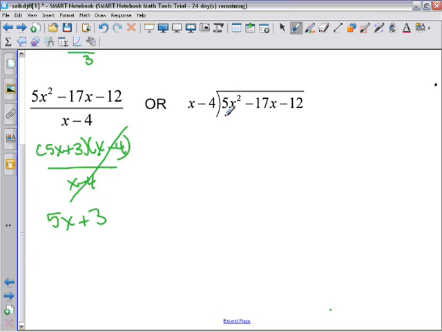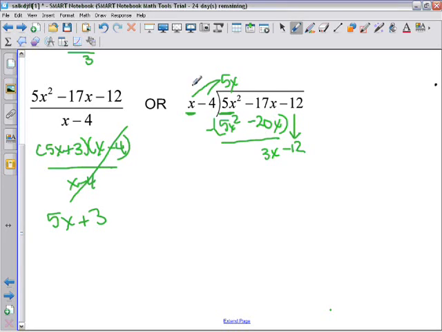By long division, you have to divide the first term of the dividend by the first term of the divisor. 5x squared divided by x is 5x. Now you multiply that 5x with each term of the divisor, and you get 5x squared minus 20x. Now you have to subtract that binomial, so minus 20x becomes a positive 20x. So the answer is 3x, and then you bring down the minus 12.